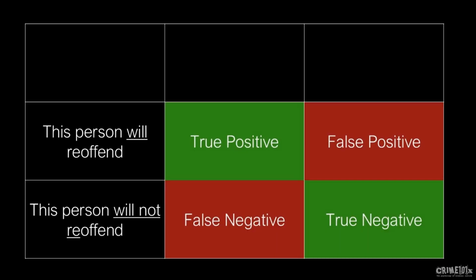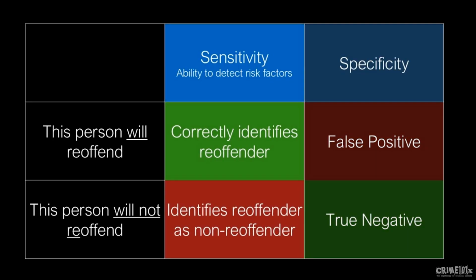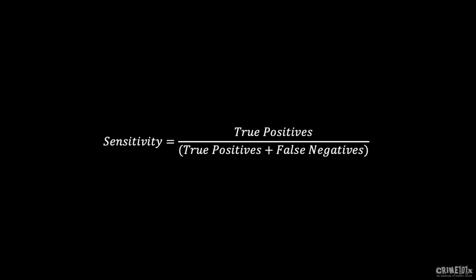However, you can see in this table that there are four possible outcomes, these being true positives, false positives, false negatives, and true negatives. We want to make sure that we're maximizing the potential for true positives and negatives while minimizing the potential for false positives and negatives. This is where sensitivity and specificity come in. Sensitivity refers to how likely a tool is to pick up on risk factors and correctly identify someone who will reoffend. We can calculate the sensitivity of a diagnostic tool or risk assessment by dividing the number of true positives by the number of true positives and false negatives.